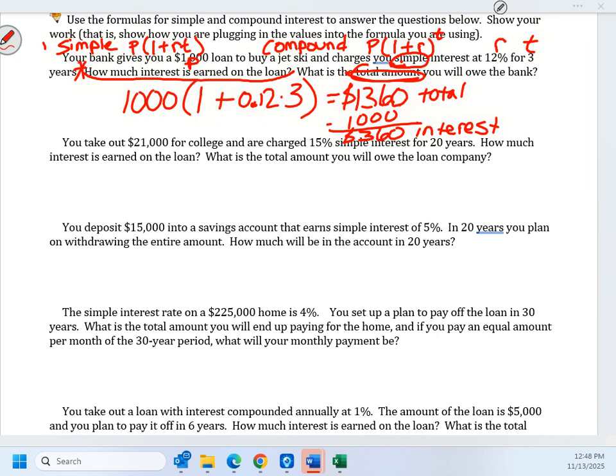Okay, so as you're doing your questions, make sure you're circling if it's compound or simple, marking where your principal is, what your rate is, what your time is, and answer both questions, or whatever questions the problem gives you. Go ahead and work on it. We don't have a ton of time.